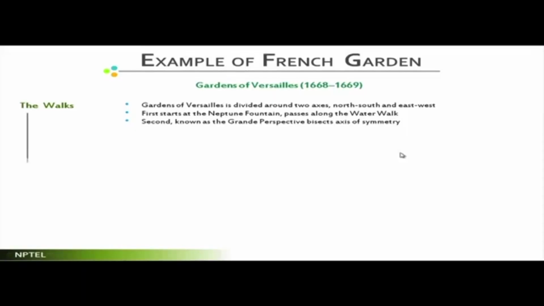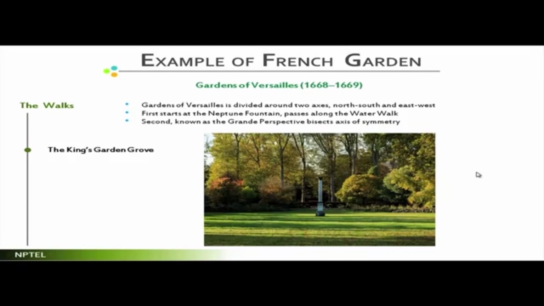Now, let us conclude at this particular point. The French landscape establishes the symmetry. The French landscape establishes the central axis and the cross axis, or rather the biaxial arrangement. It establishes that. Some examples here.